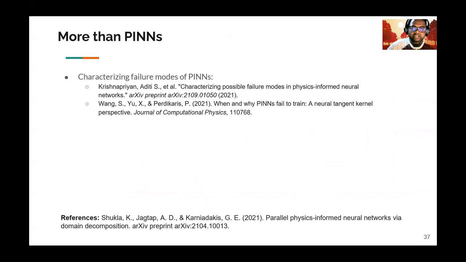And it's not that PINNs are completely robust towards all these kinds of issues which we face even in neural networks, like how do you ensure whether your networks learn well? How do you ensure whether your network converges to the actual solution? And there is a lot of work trying to characterize the failure modes and analyze when PINNs will work and when PINNs will not work. So two of these very recent papers which came out in 2021 talk about when PINNs fail to train and what the different failure modes are. Having said that, these PINNs are still very robust and have very high popularity.